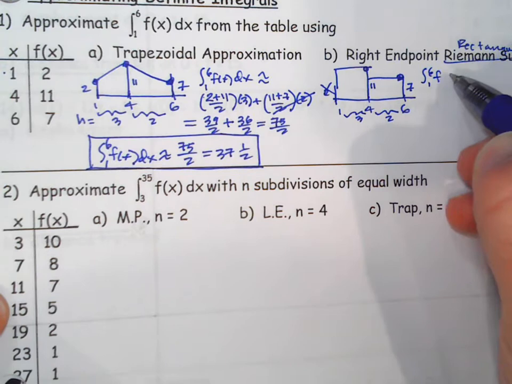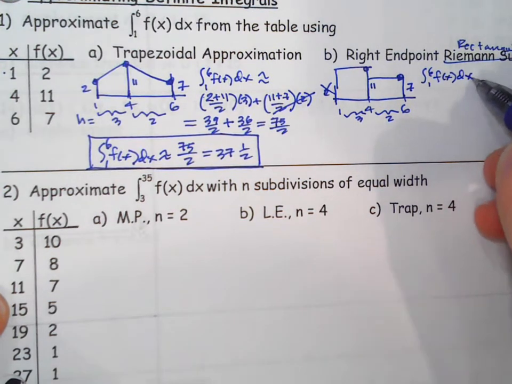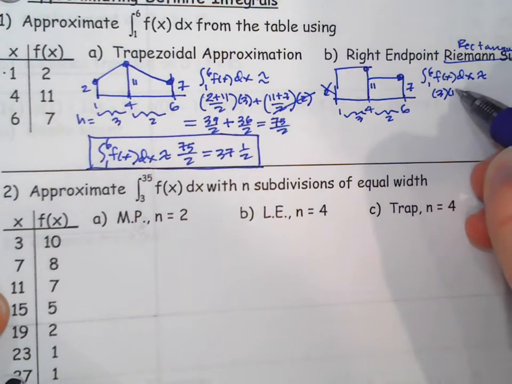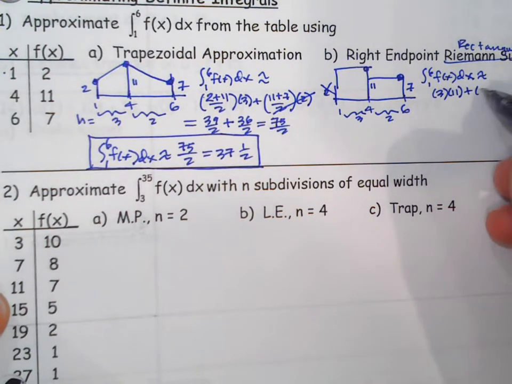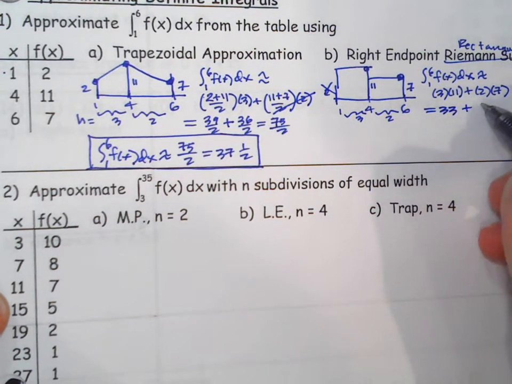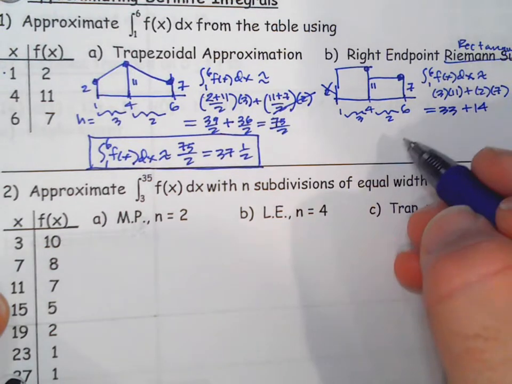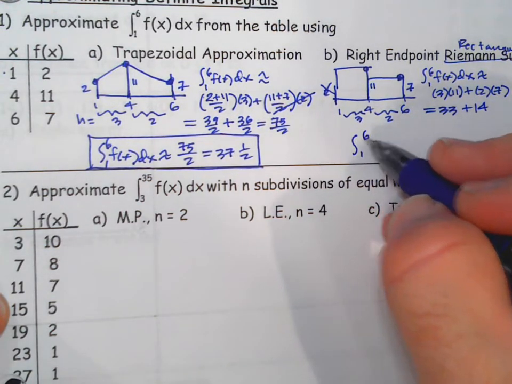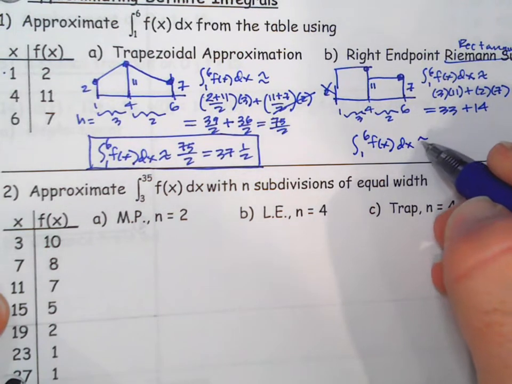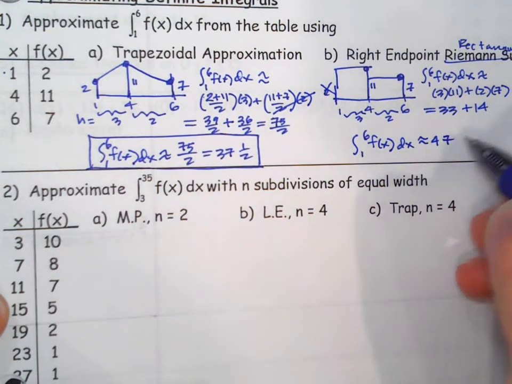So the integral from 1 to 6 of f of x dx is approximately base times height, 3 times 11, plus base times height, 2 times 7. So we can get 33 plus 14. And so the answer is the integral of f of x dx from 1 to 6 is approximately 47.